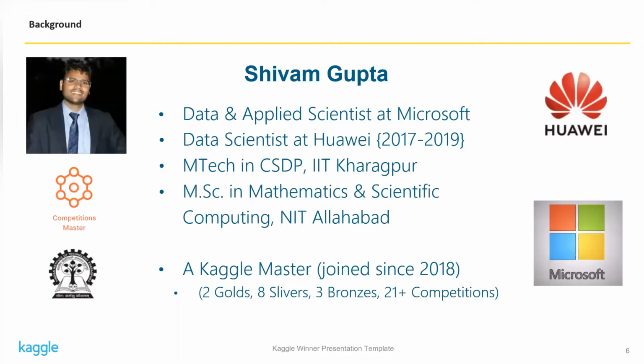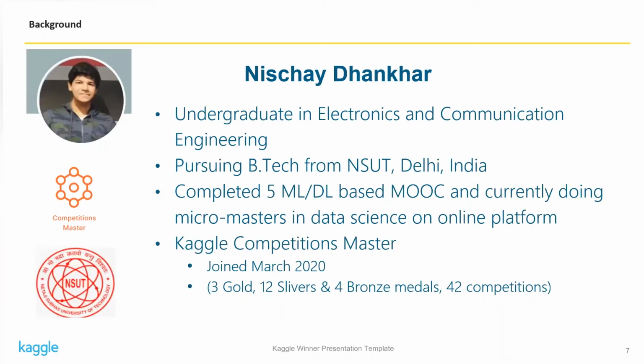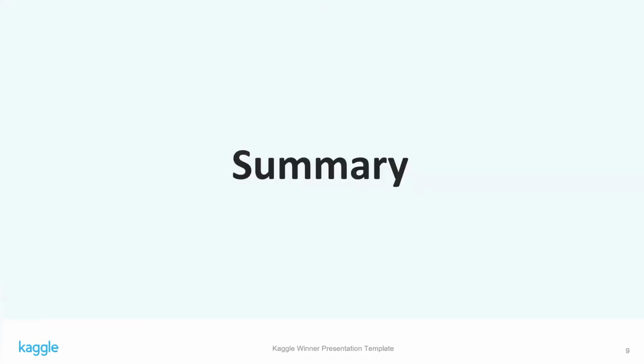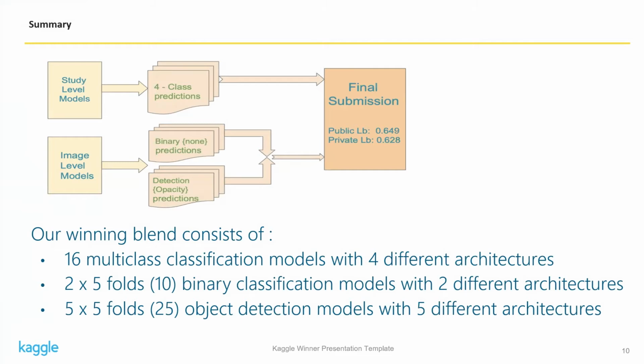So, background about ourselves. I myself am a data and applied scientist at Microsoft with a working background in the data science field, and I am a postgrad from IIT Kharagpur. Nishya is the second team member, who is an undergrad in electronics and communication. He is a competition master with 3 gold medals, 12 silvers, and 4 bronze medals. Ayushman is the third team member, who is also an undergrad student in computer science engineering and has been a student intern at IIT Guwahati.